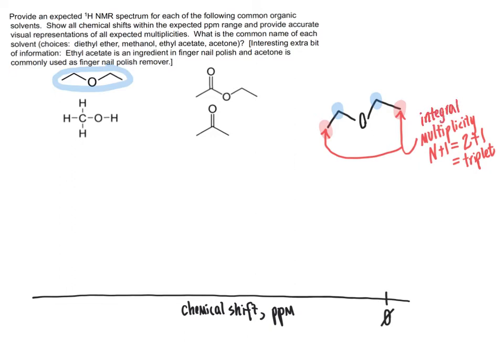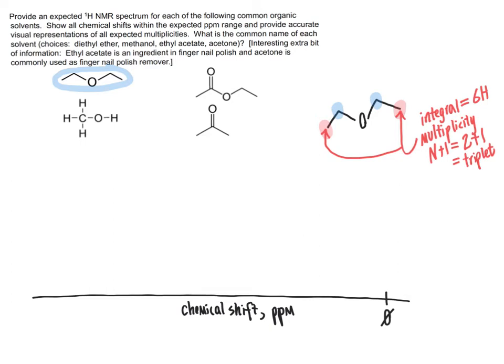The integral for this signal is equal to the total number of protons that make up the signal, which is going to be 6, because we have those two symmetrical methyl groups that we will expect to see at exactly the same spot along the x-axis. So it's going to integrate to 6. It's going to have an area of 6 and a multiplicity of a triplet.